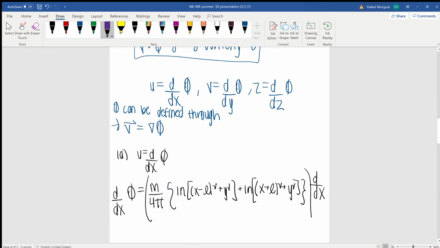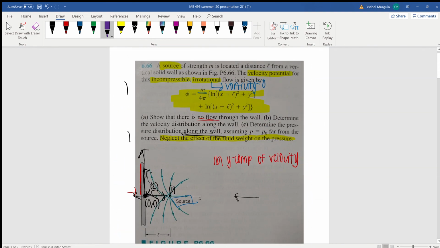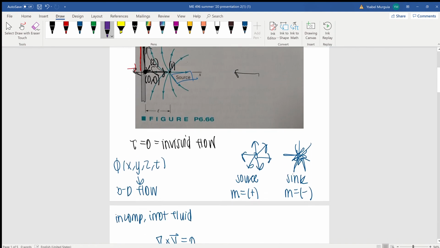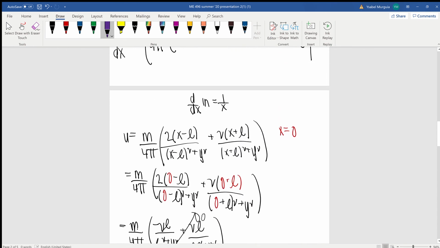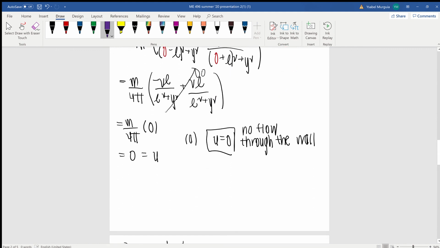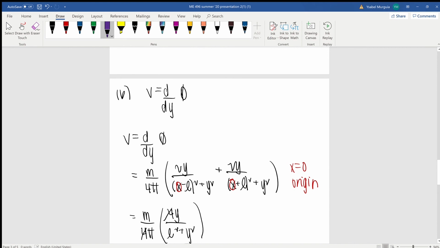So summarizing the problem, we started off with this problem. They defined V, which is the velocity potential, and they told us that the fluid was incompressible and irrotational, and that we could neglect the effect of fluid weight on the pressure. So part A, we did solve for u, which is the x component of the velocity potential. And this was because they told us to solve for the velocity going through the wall, which is in the x direction, perpendicular. We found that to be 0 because there was no flow through the wall, which they did tell us, but we also proved, because that's what the problem was asking us to do.